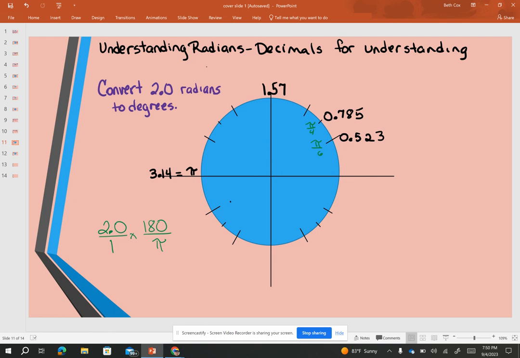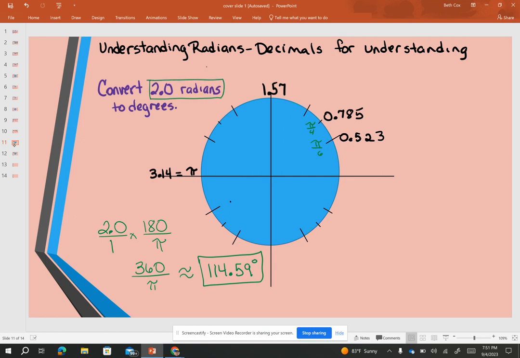So I'm literally going to do 2 times 180, which is 360, and I'm going to divide that by pi on my calculator, and I'm going to get 114.59 degrees. So that's the degrees for 2 radians.